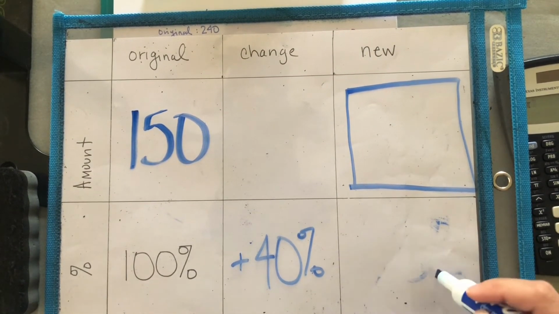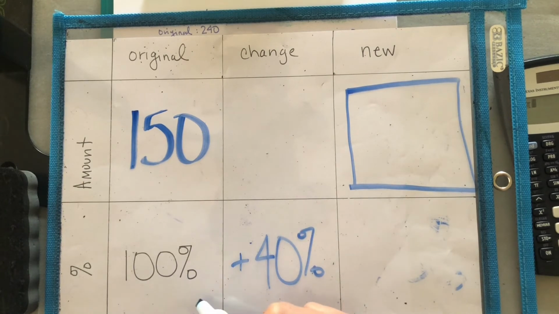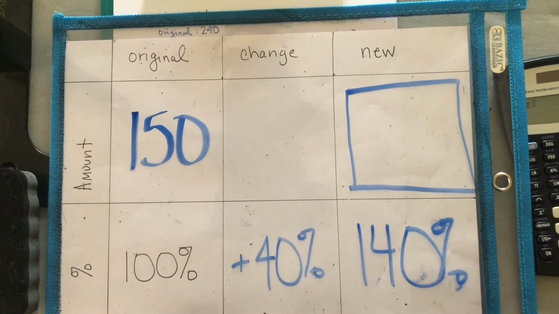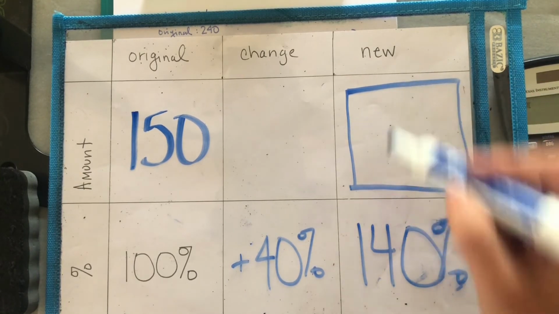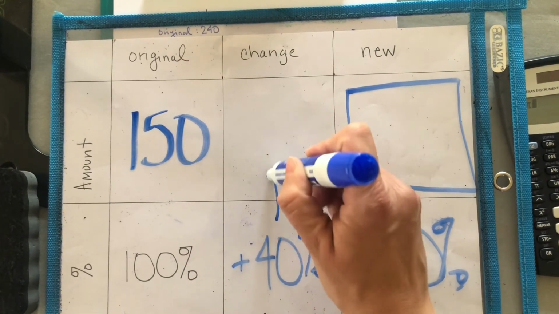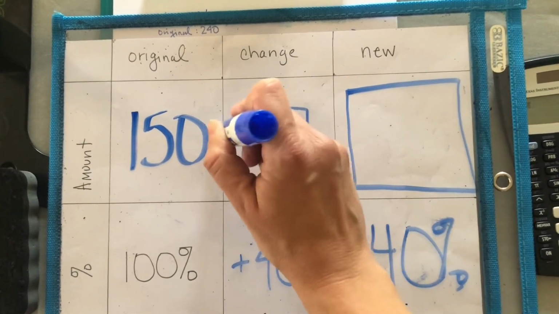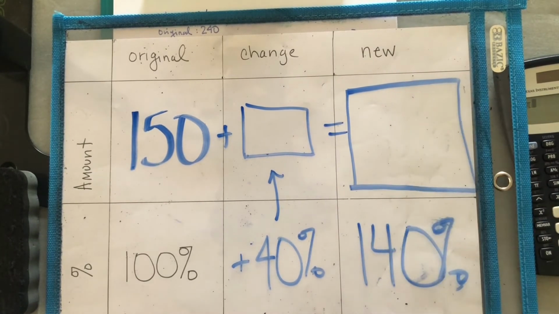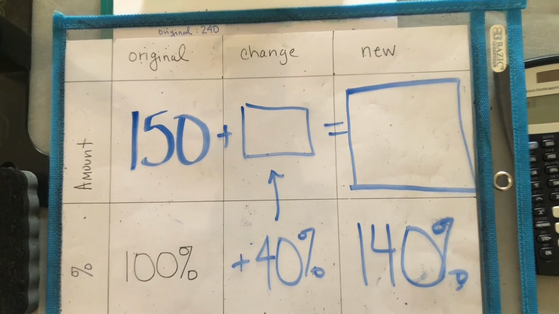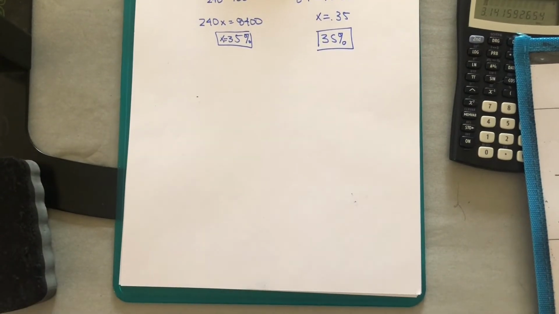Now I can fill in this box because I know that if I started with 100% and I increased by 40%, I now have 140% of what I started with. So I want to know, what is this new amount? So now I have two options. I could find 40% of 150, the change, and add it to 150 to get to the new amount. Or because I know I now have 140%, I could just find 140% of 150. So let's look at both ways.